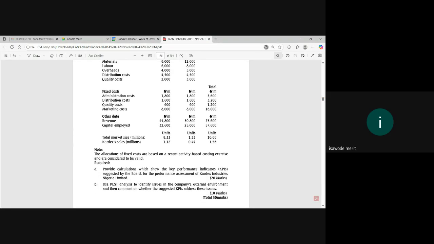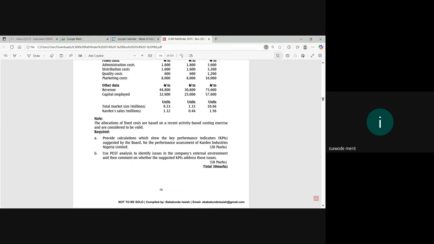Note: the allocation of fixed costs is based on a recent activity-based costing exercise and is considered to be valid. Required: A. Provide calculations which show the key performance indicators suggested by the board for the performance assessment of Cades Industry Nigeria Limited. B. Use PEST analysis to identify issues in the company's external environment, and then comment on whether the suggested key performance indicators address these issues. 30 marks. All right. Thank you very much.